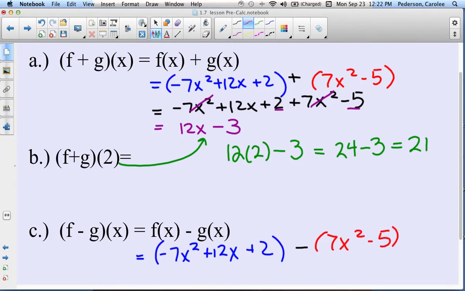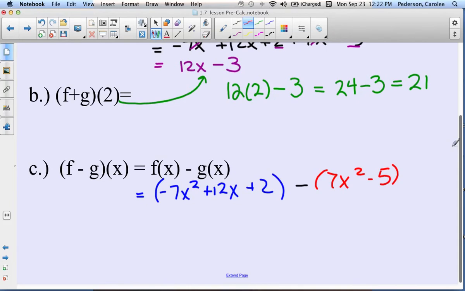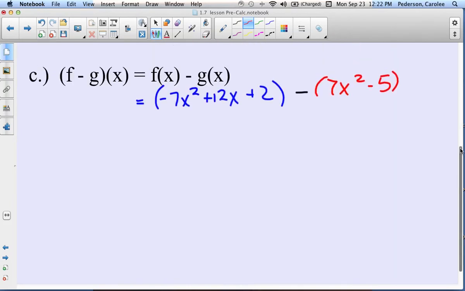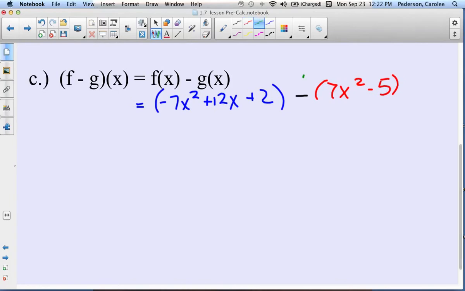Now be careful when you do your subtracting. We see students make mistakes when they forget to distribute that negative through to the second parentheses. So we want to distribute here and there. So that's going to be minus 7x squared and then positive 5. And then we still have this blue in front.